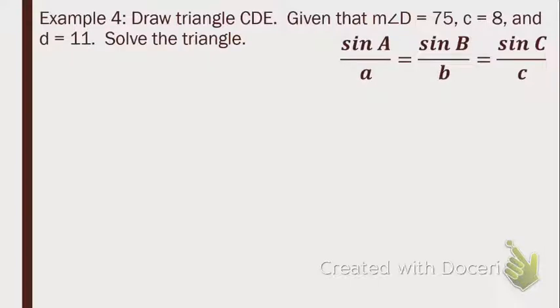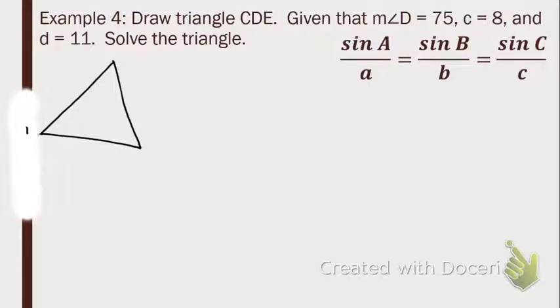Because we only have one angle, we have to approach this one a little differently. So we have C. They told us that angle D is 75, and they told us that little d is 11. And they told us little c is 8.